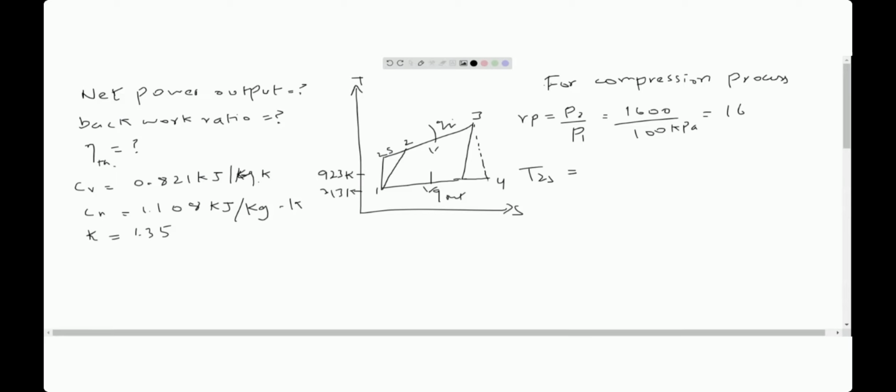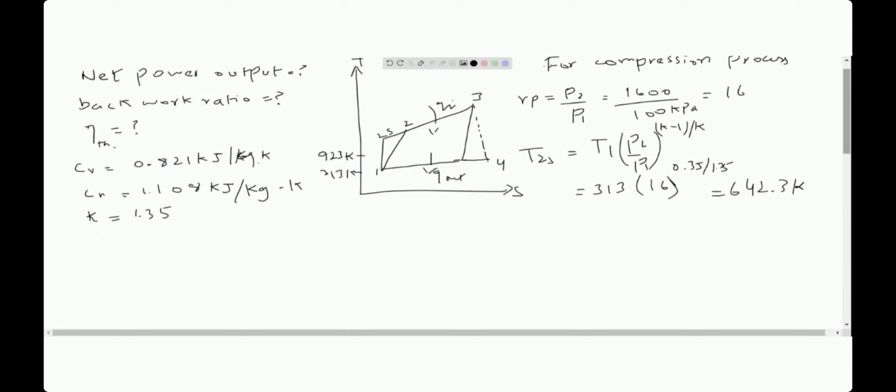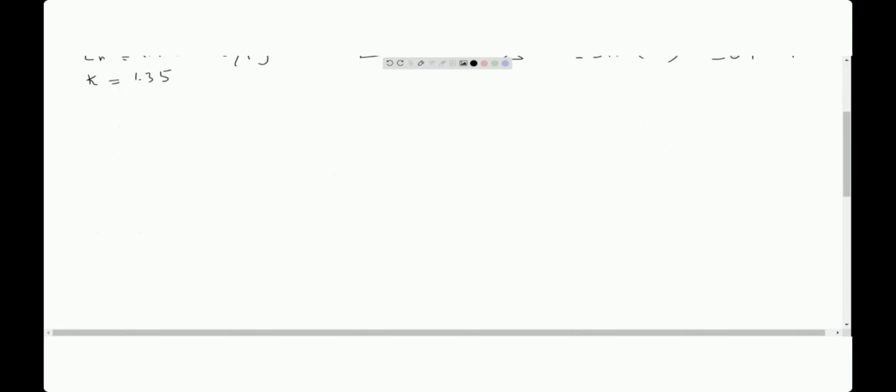And temperature T2s is equals to T1 into P2 divided by P1 power k minus 1 divided by k. That is equals to 313 into 16 power 0.35 divided by 1.35, that is equals to 642.3 Kelvin. And temperature T2s is 642.3 Kelvin. Now I'll further solve the question.